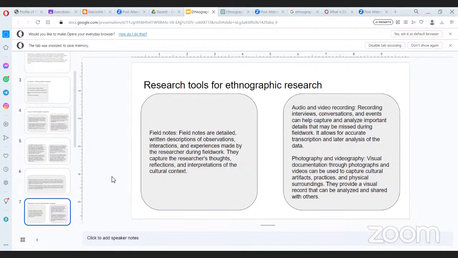When you visit some place, you will observe everything, and later on, you will write, this is the thing I have observed. So these field notes, this is vital. With whom you interact and the localities that you have covered, all those things will be in the field notes.